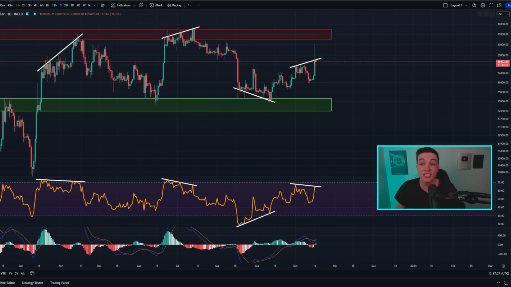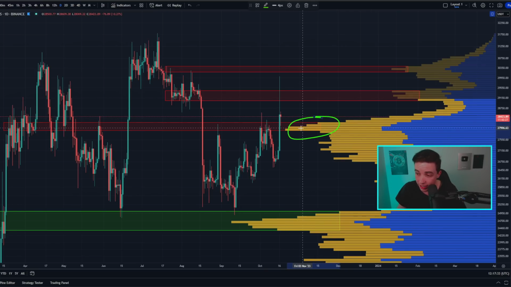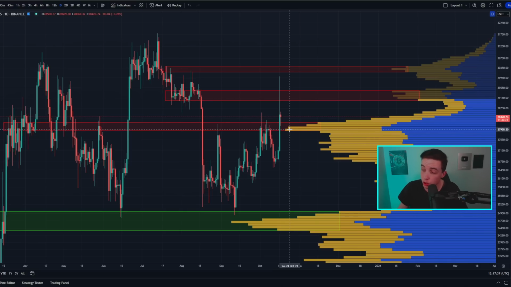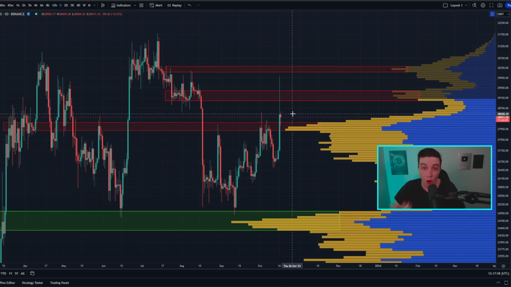But when it comes to significant areas of resistance to pay attention to here on the daily Bitcoin chart, looking at the volume profile indicator, we have this significant area of resistance sitting in between around 27.9k to 28.2k, where the price of Bitcoin has just now confirmed a daily candle close above that resistance. And so, like I've been saying over the last few weeks, if we see a confirmed breakout above that resistance, that is obviously a bullish signal on the daily time frame that we need to pay attention to.